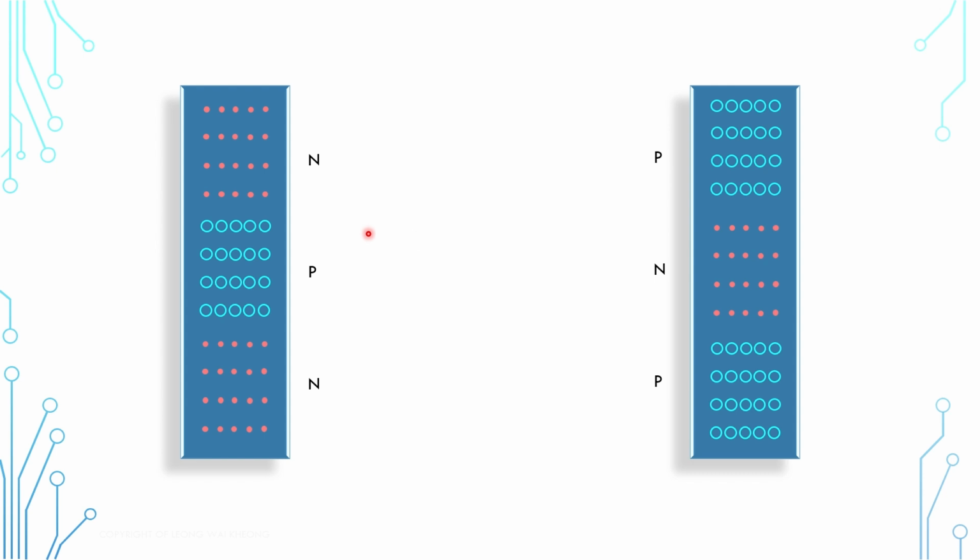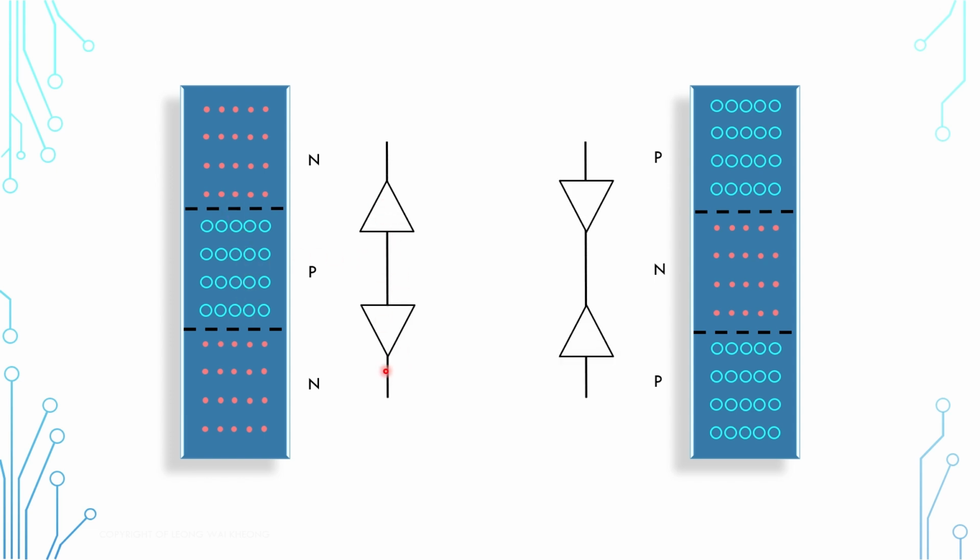Now, looking at the diagram, there are two PN junctions. One is here and another one is here. The two PN junctions are facing opposite directions, and hence the name bipolar junction transistor. To operate the transistor, we apply a voltage across it. And this is where a lot of people may get confused.